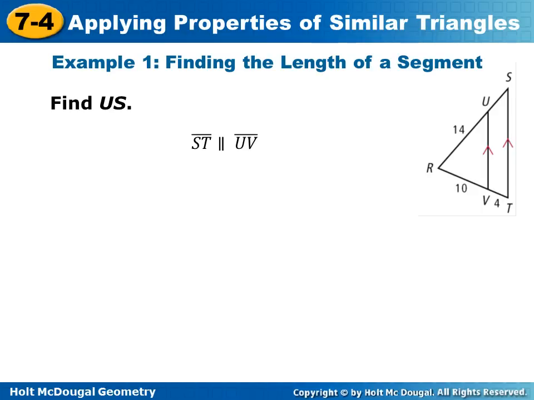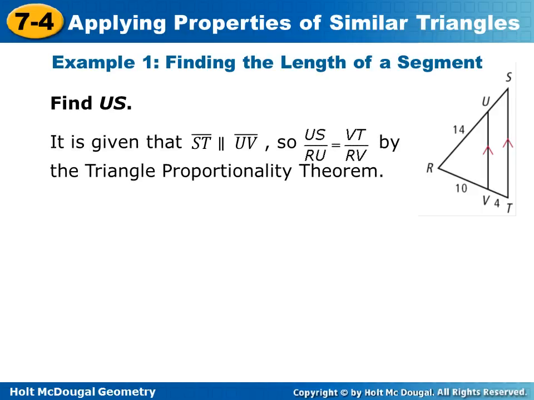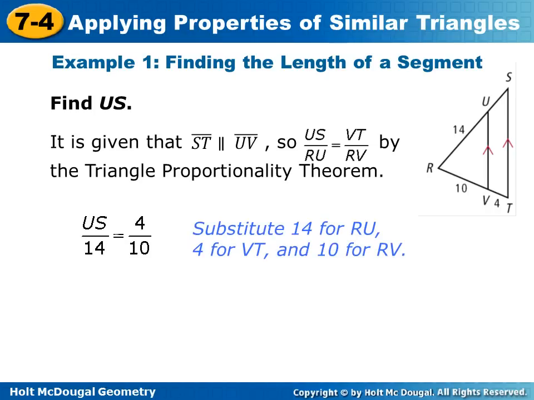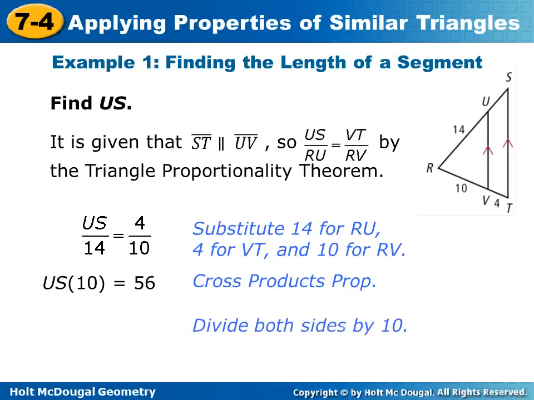Here we want to find the segment US. US is that top piece up in the corner, and it's given that ST is parallel to UV. So US to RU is equal to VT to RV by the triangle proportionality theorem. If we substitute 14 for RU, 4 for VT, and 10 for RV, we can cross multiply to get 10 times US equals 56, and then divide both sides by 10 to get 5.6, or 5 3/5, for US.